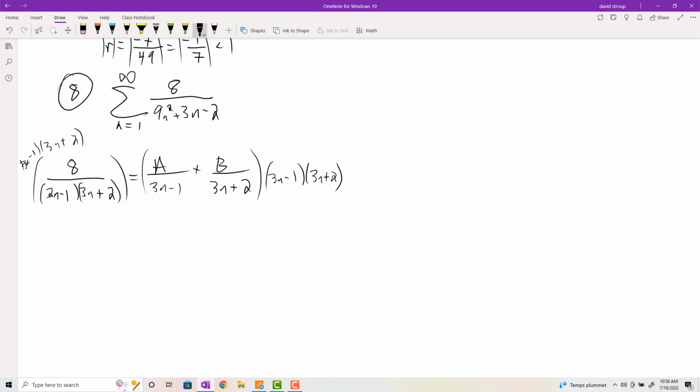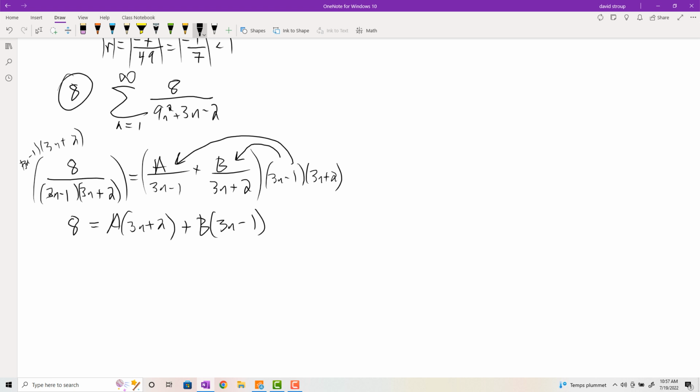Okay, so on the left there, everything in the denominator cancels. You get 8. On the right, on the first distribution, the 3n minus 1s will cancel. You'll get a times 3n plus 2. In the second distribution, the 3n plus 2s will cancel, and you'll just get b times 3n minus 1.